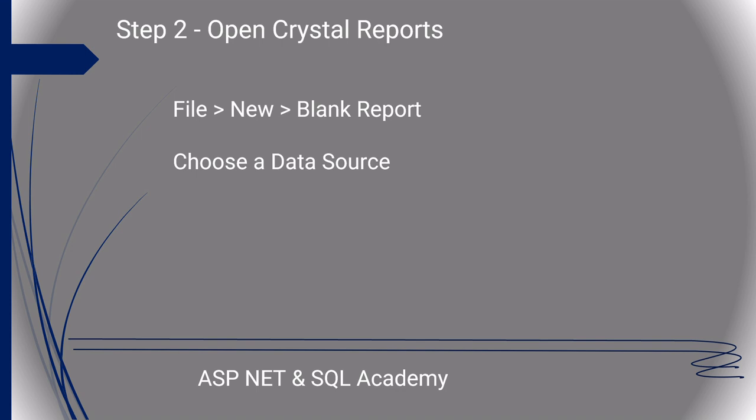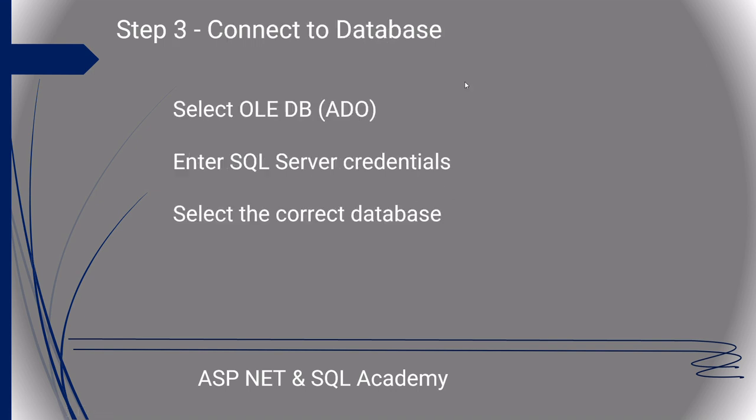Next, open Crystal Reports and create a new blank report. You will be prompted to select a data source. Choose OLEDB as the connection type. Provide your server details and credentials, and then select your target database.